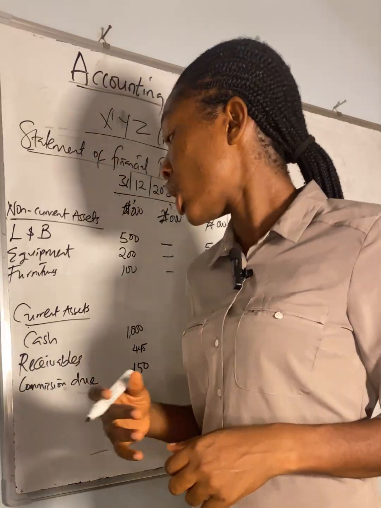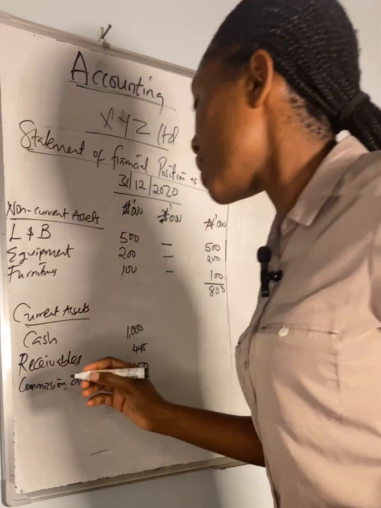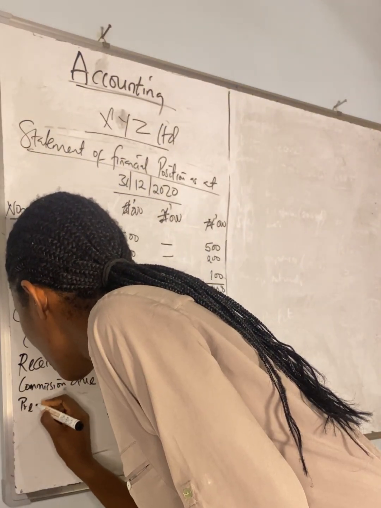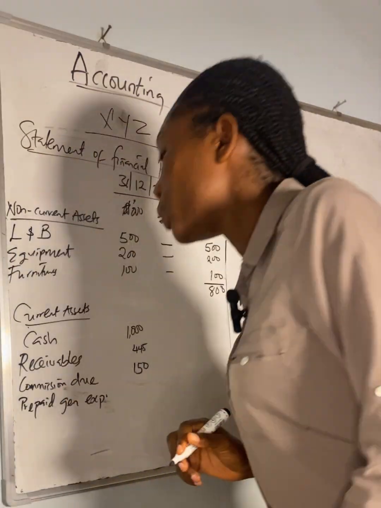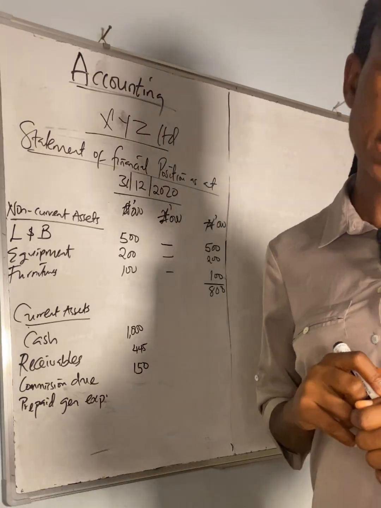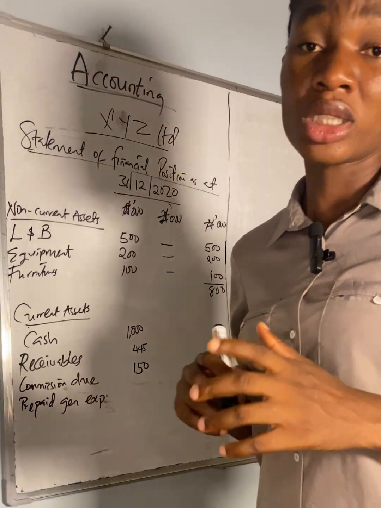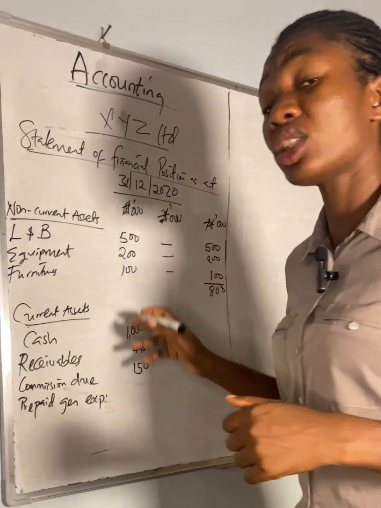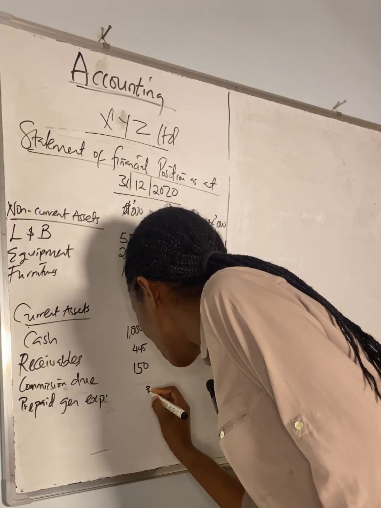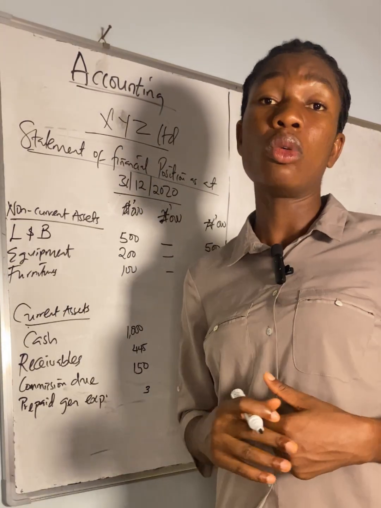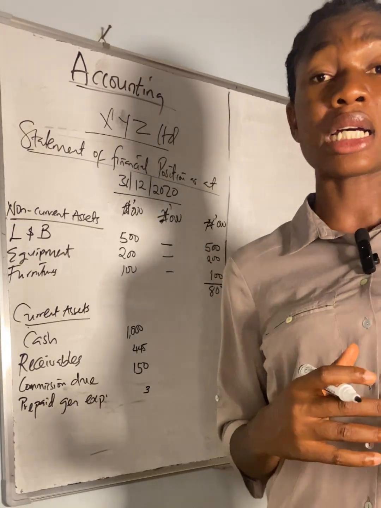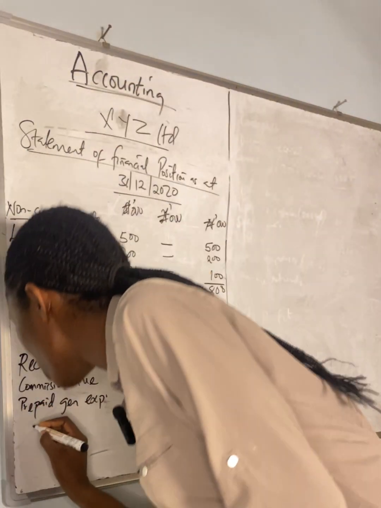Okay, now I'm going to be using prepaid general expenses. So prepaid general expenses, as given in the question, amounted to 3,000 naira. We have suspended zero. Now the last thing we're going to include is our inventory. Inventory, okay, that's our closing stock. So we have our closing inventory.